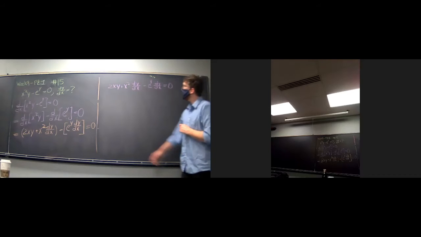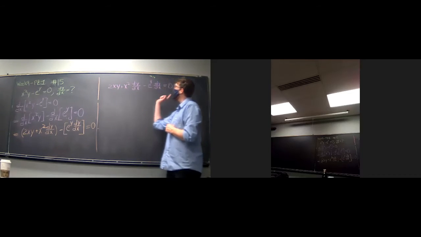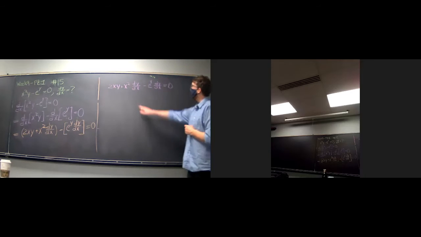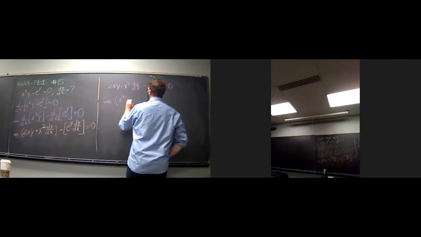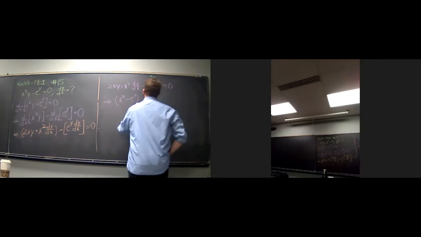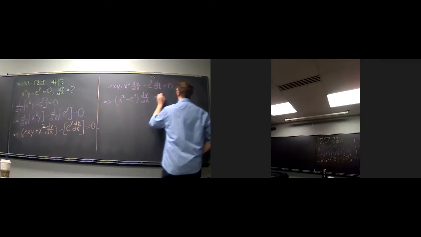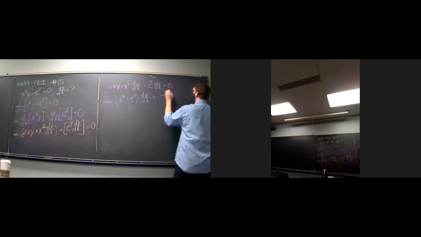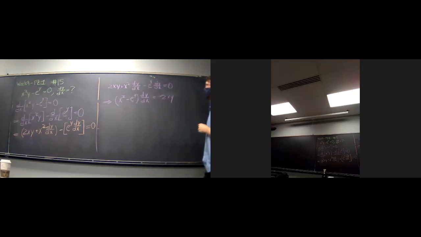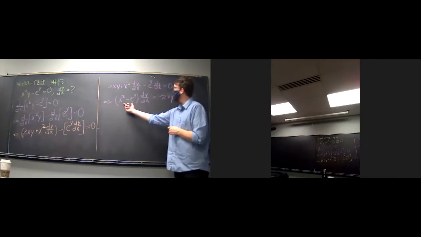The first thing I would do is subtract our 2xy from both sides and factor out the dy dx from these two other terms. So we're going to get x squared minus e to the y times dy dx is equal to negative 2xy. Now we're just going to divide both sides by this x squared minus e to the y.